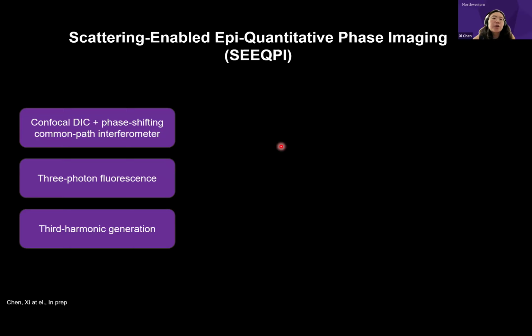And as I said, because we need to further enhance the sectioning ability of this modality, we introduced a confocal pinhole to the DIC system, and we still adopted a phase shifting common path interferometer as we did before. We also want to have specificity, and we eventually want to image calcium signal of the neuronal activity. So we introduce three-photon fluorescence microscopy to do that. We also include third harmonic generation to look at the membrane, the lipids, and the overall cells.